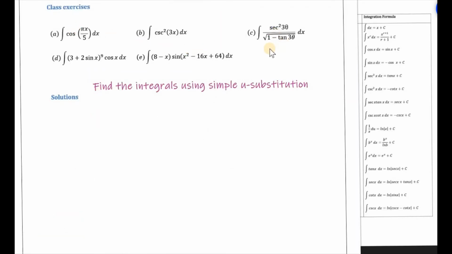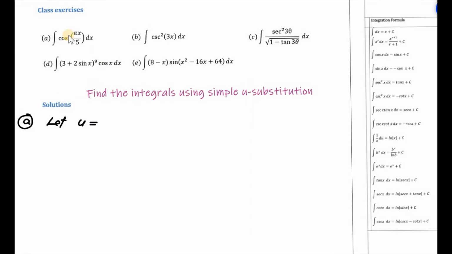Okay, so let us try these questions together. And beside that, I put down the formula list for our reference. Are we ready? Check my work. So for A, what is our appropriate u? We cannot straight away integrate. Given to us a single term, for example, cosine x, the integral being sine x. So we have to simplify it by letting a single variable term u, for example, here as pi over 5x.